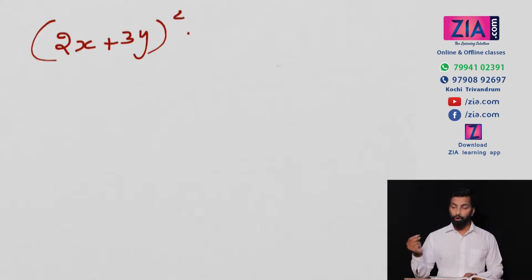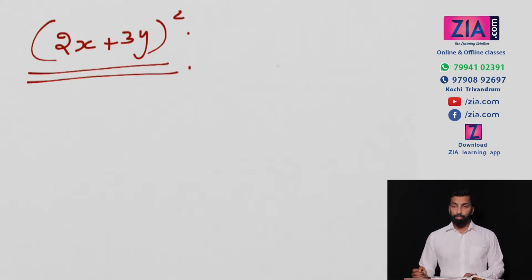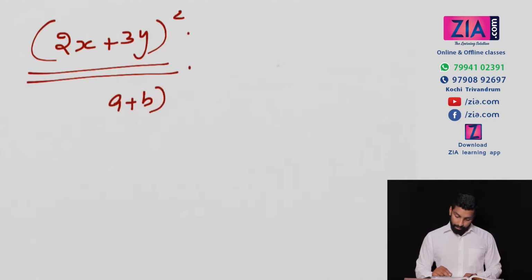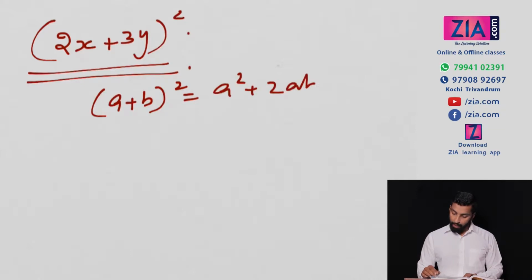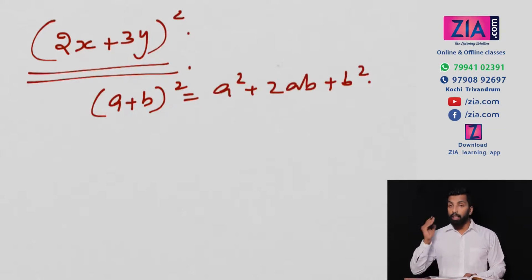So let's start off with your first question. You need to use the identity and find the value of (2x + 3y)². What is the value of it? The moment you see this, it is of the form (a + b)². So you can write (a + b)² = a² + 2ab + b². Now you substitute for a and b. Here it is 2x as a, 3y as b.